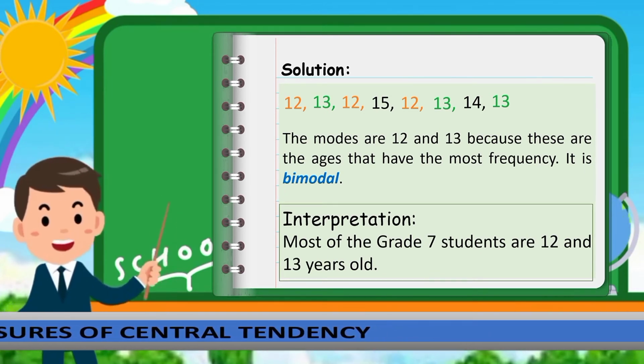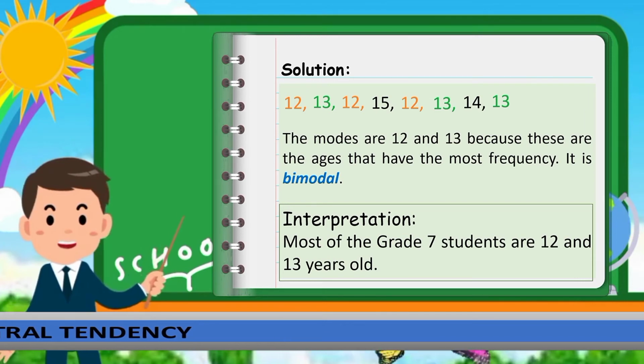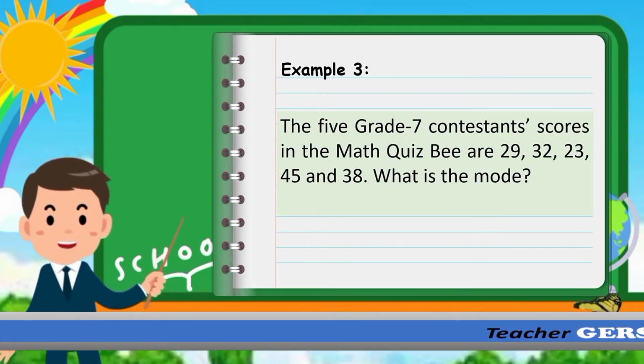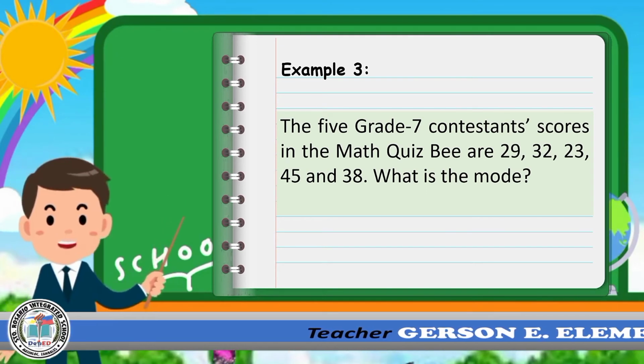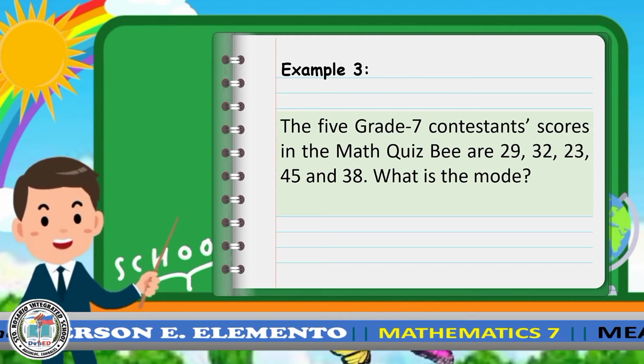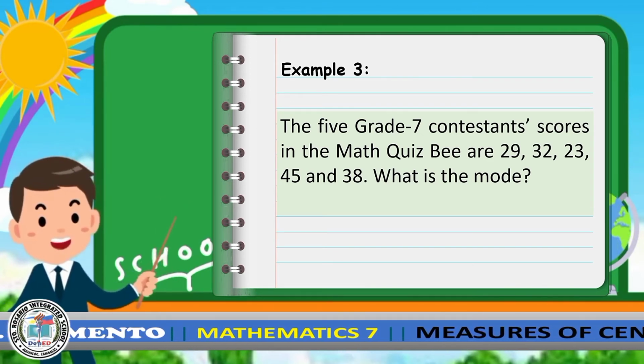Most of the grade 7 students are 12 and 13 years old. Another example. The 5 grade 7 contestants' scores in Math Quiz B are 29, 32, 23, 45, and 38. What is the mode?